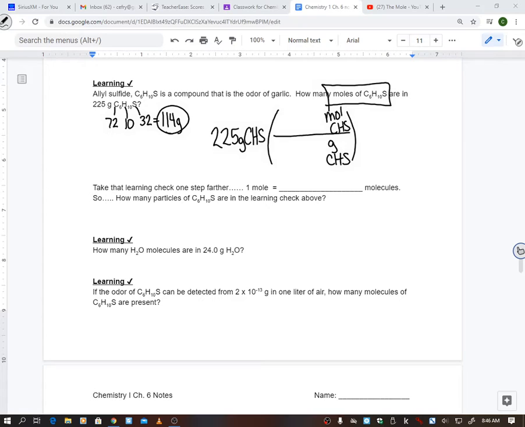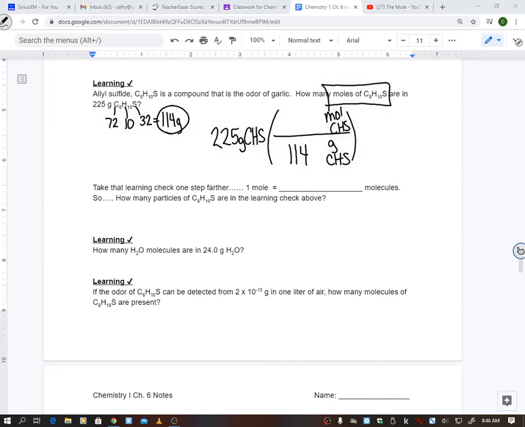Now, I'll keep saying this because we'll see this later on. What if I wanted a piece of this? What if I said how many moles of carbon are in 225 grams of C6H10S? The only time I can get a piece of that is to do a mole to mole. We're not going to do any of that just yet in this section, but I wanted to make sure you're aware that that could happen. We've seen that in previous chapters.